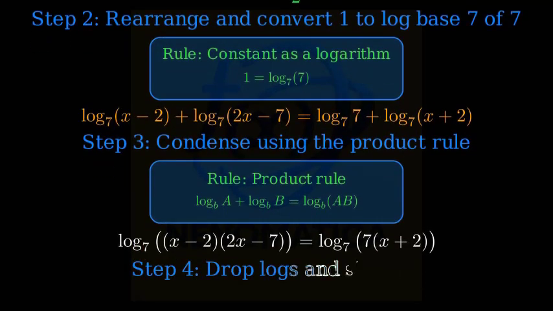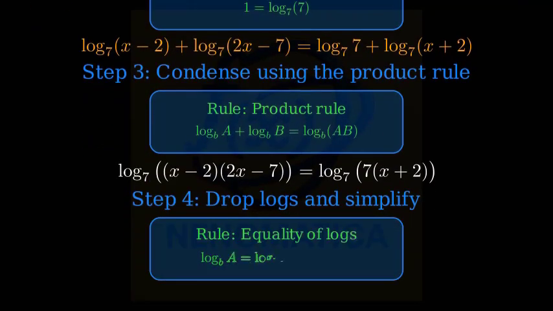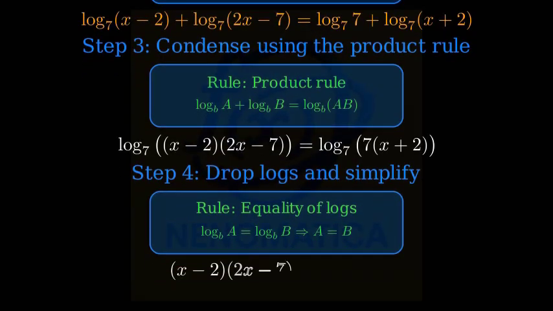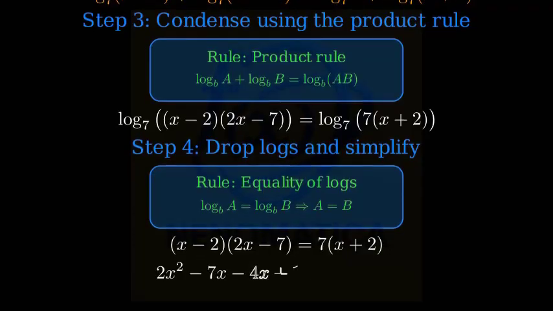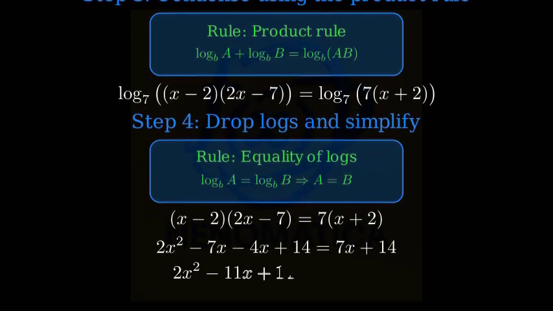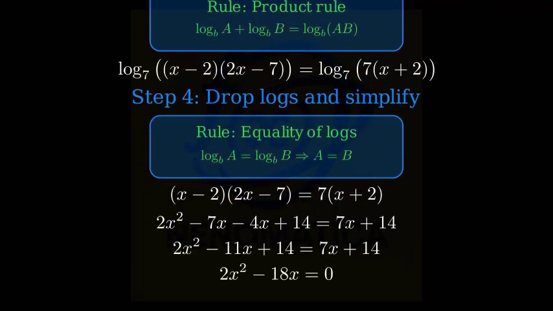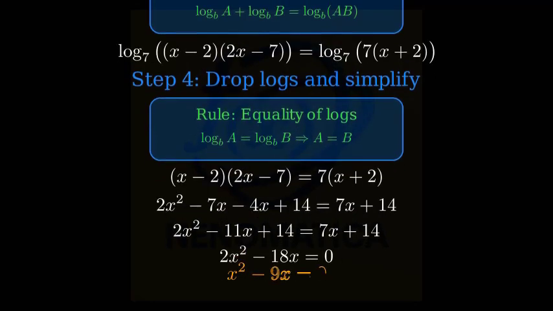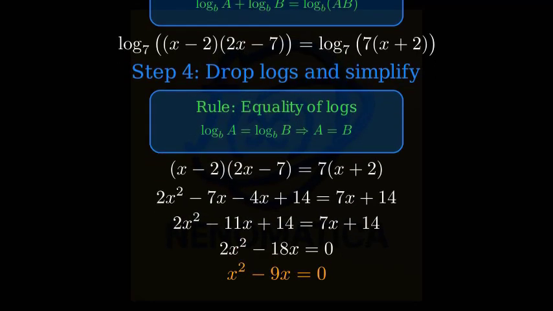Step 4. Since the logs have the same base and are equal, their arguments are equal. That is, if log base b of a equals log base b of b, then a equals b. Write the equality of the arguments and expand. Collect like terms to reach 2x squared minus 18x equals 0. Divide by 2 to match the displayed step x squared minus 9x equals 0.